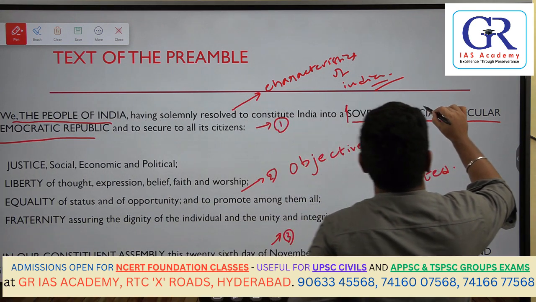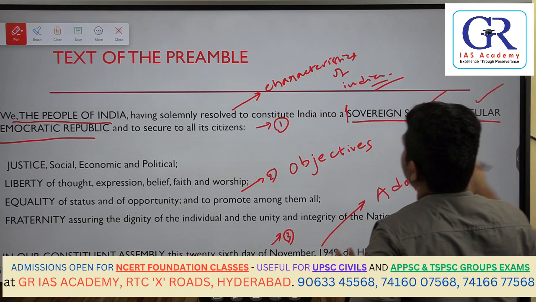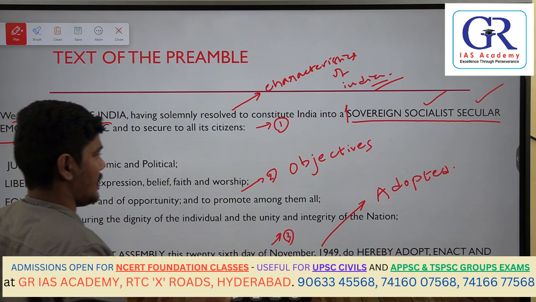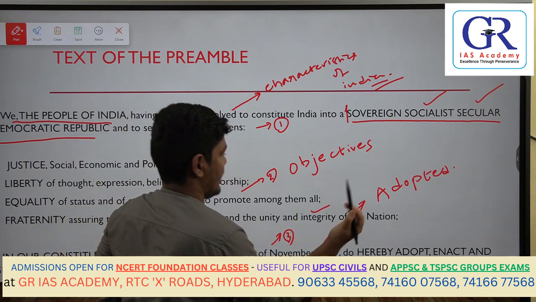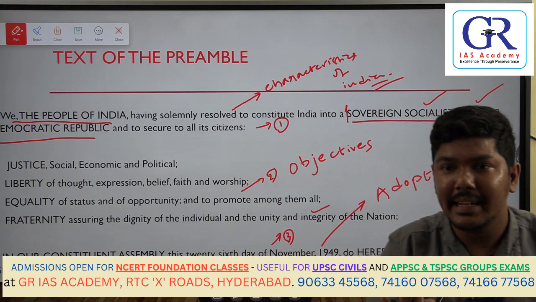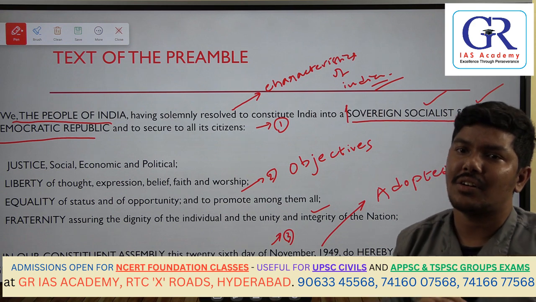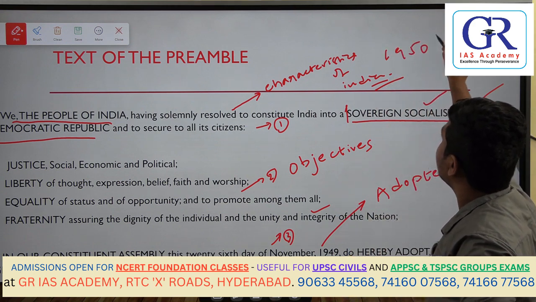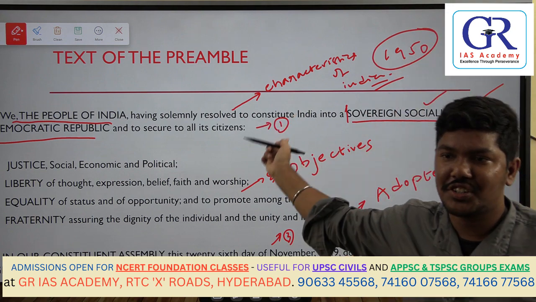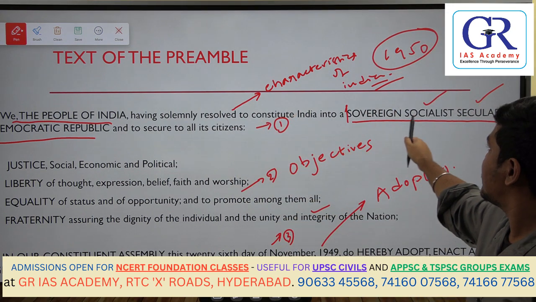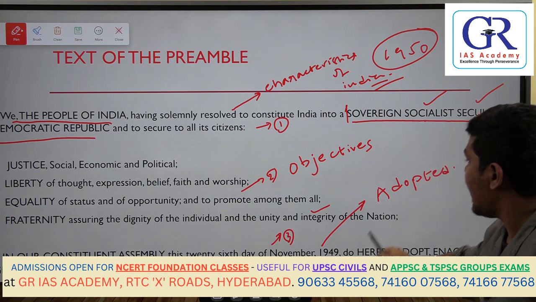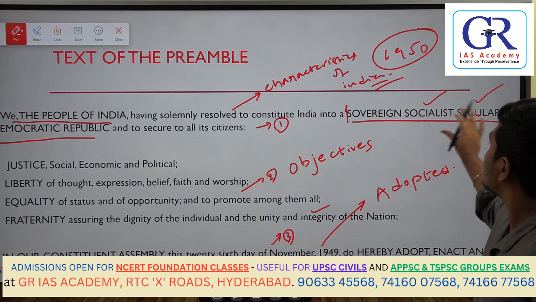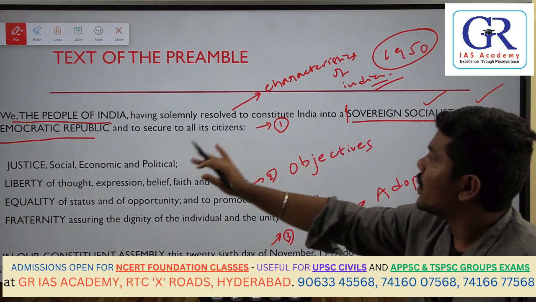In them, socialist and secular, these two words, and there is one more word, integrity. These three words were not there originally in the Constitution. When I say originally, in the year when the Constitution was adopted, these three words, socialist, secular and integrity, were not there. So remove socialist and secular. That means, what is the exact verbatim?